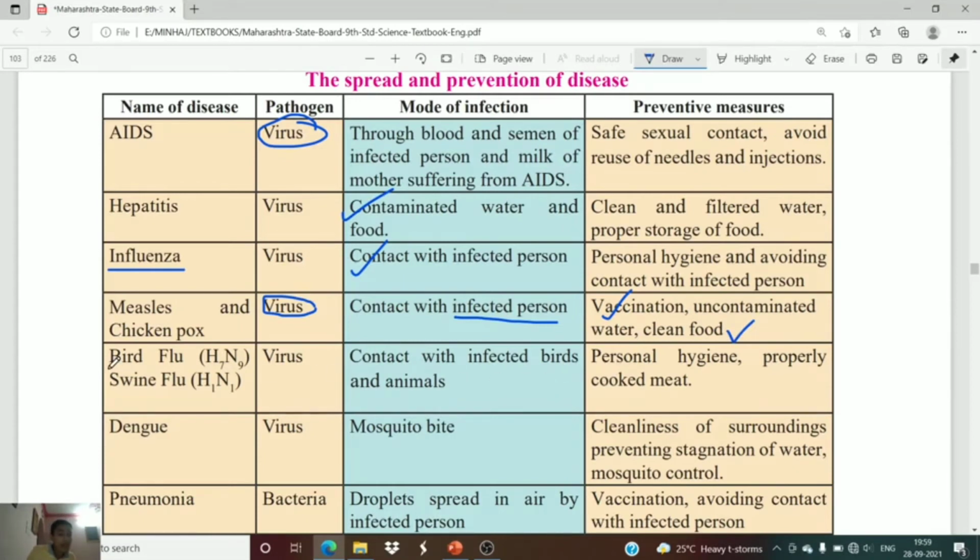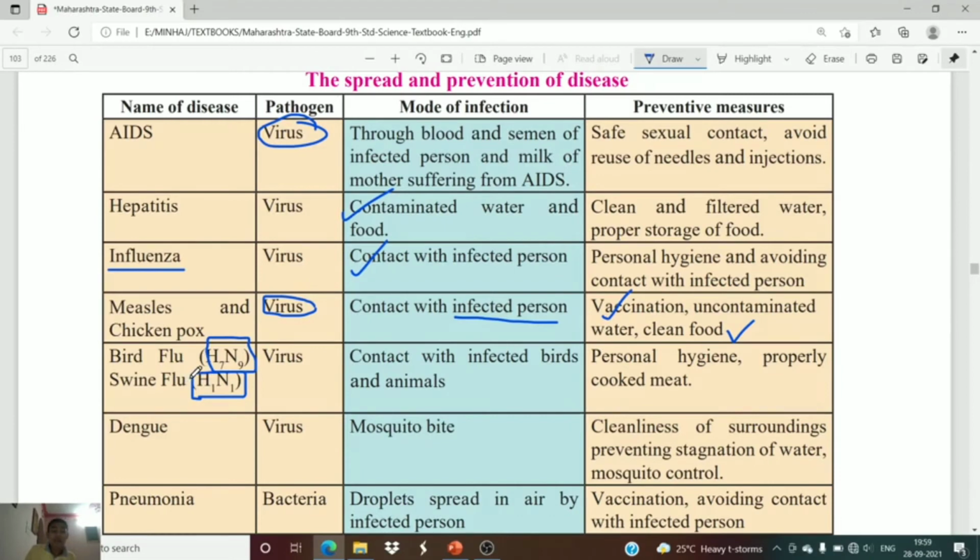Next is bird flu, which is caused by the H7N9 virus. Very important, keep this in mind. This is the virus that will lead to bird flu, that is the H7N9 virus. And swine flu is caused by the H1N1 virus. Now the mode of infection is contact with the infected birds and animals.